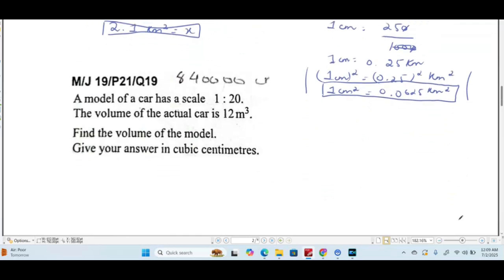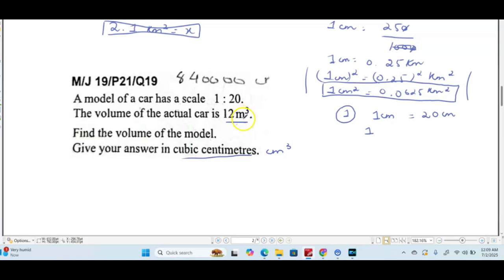Okay. This question states that a model of a car has a scale 1:20. The volume of the actual car is 12 meter cubes. Find the volume of the model. Give your answers in cubic centimeters, that is centimeter cube. Okay? So what we've got to do now is, first thing is first, we know that 1 centimeter is equal to 20 centimeters in reality. Okay? So we just have to convert it into meter cube.